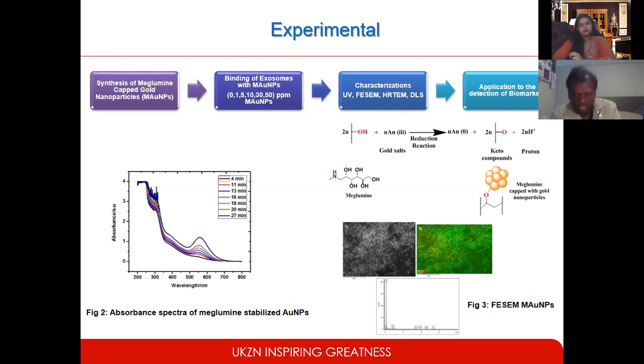Then I'm explaining theoretically how the reduction happens and how the capping occurs on the gold nanoparticle. I explain theoretically because, as a chemist, I like to explain the theory. We cannot simply say it is capping; we need to explain it from a chemical point of view, whether oxidation or reduction is occurring. These slides explain all of that.